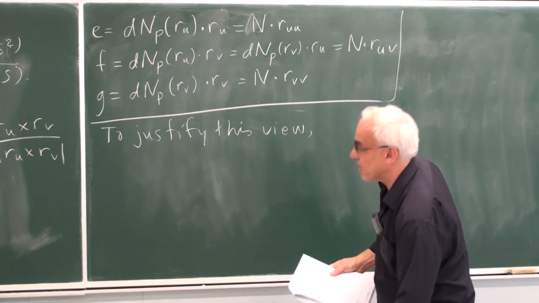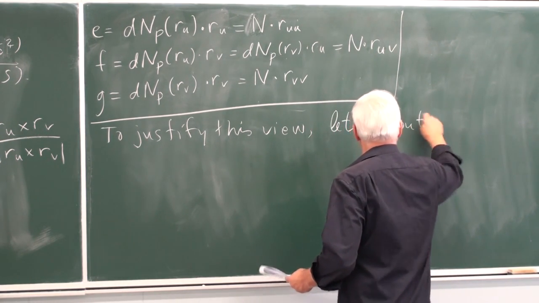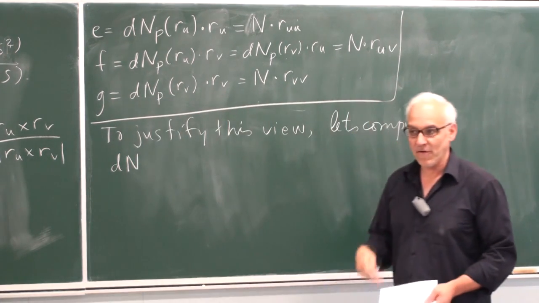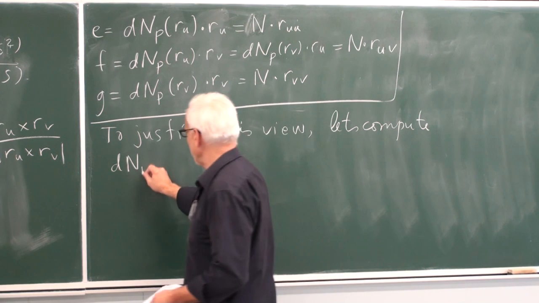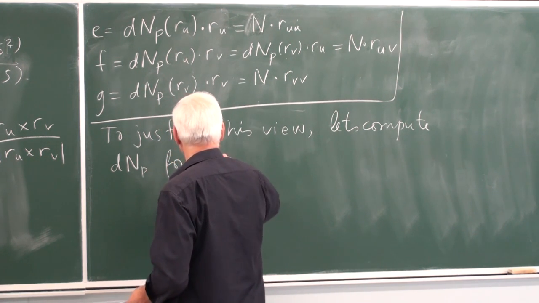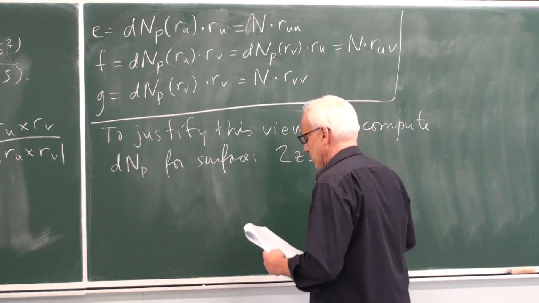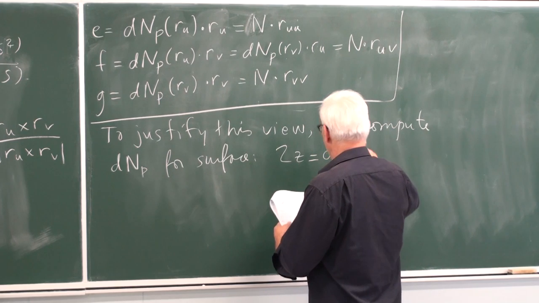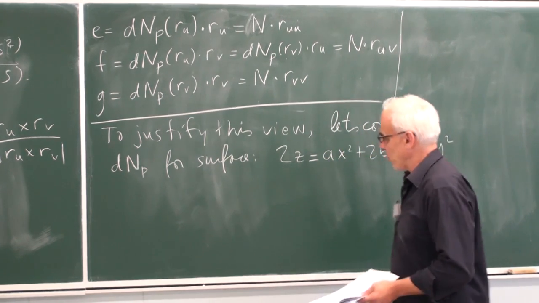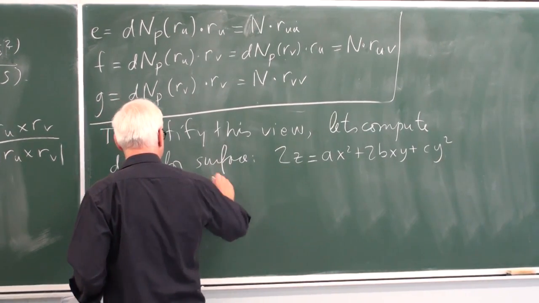let's compute this derivative of this normal map at a point P for a normal paraboloid of the form that we like, 2z equals ax squared plus 2bxy plus cy squared at the point P equals (0, 0, 0).